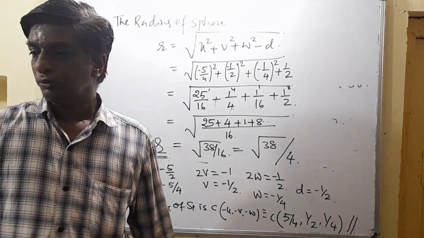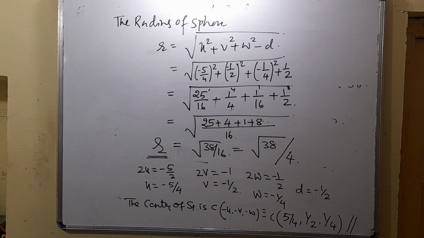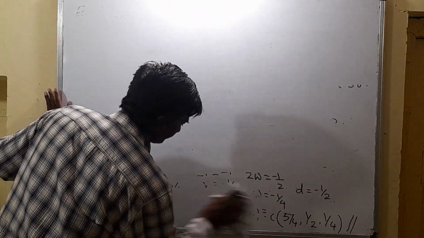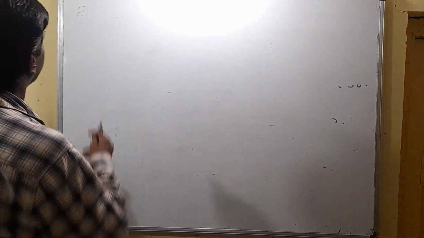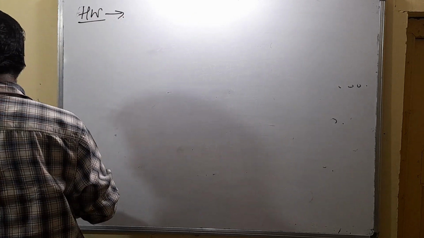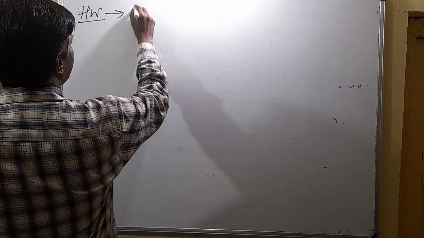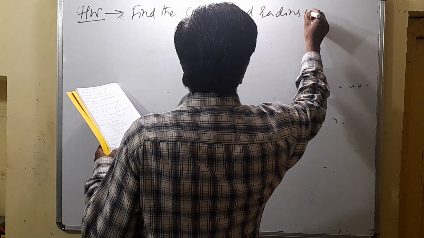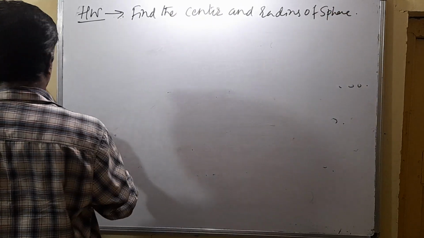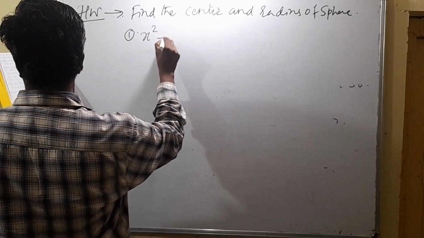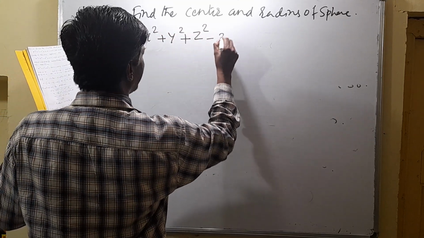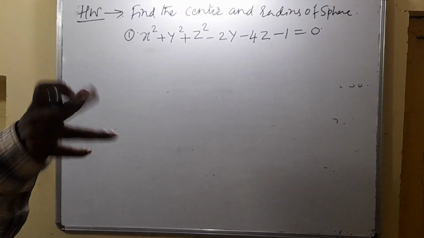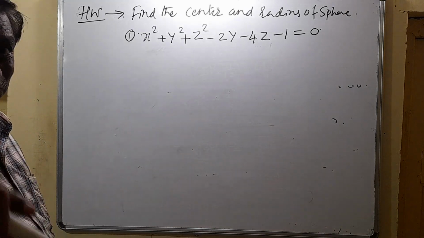Okay, then I'll give homework or classwork. Homework: find the center and radius of the sphere. Number 1, x square plus y square plus z square minus 2y minus 4z minus 1 equal to 0. Here one term is missing, that is, the 2x or 3x term is not there.